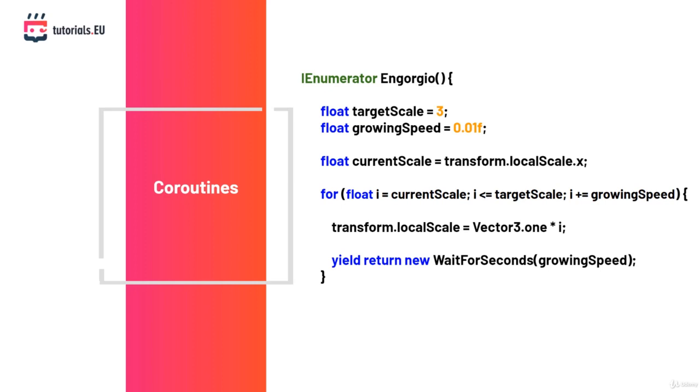Since this method will be called many times in the background until our condition is met, we are telling it to wait for a specific amount of time between each call using yield return new WaitForSeconds, in this situation the growing speed of 0.01. And that's all the code that we need.